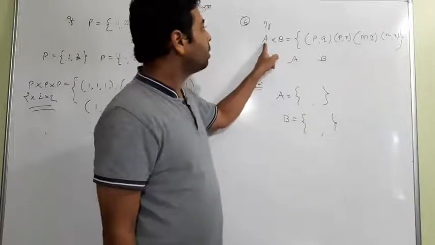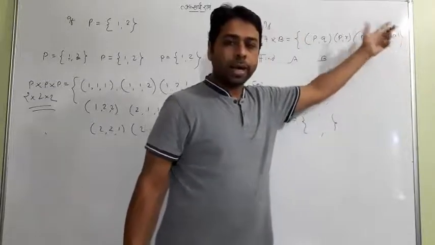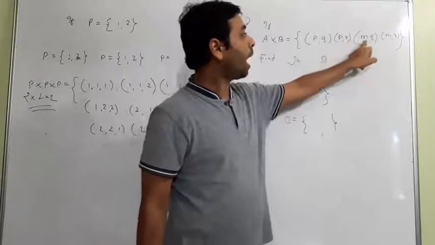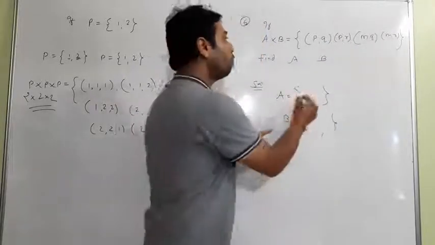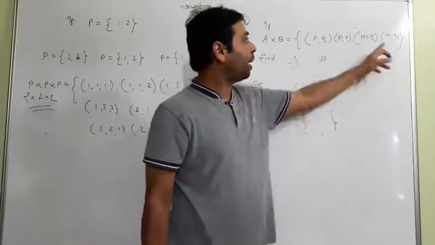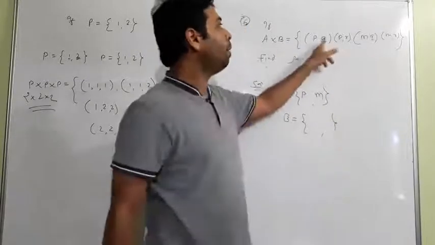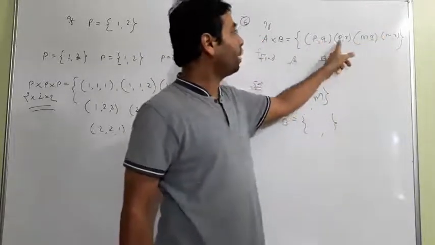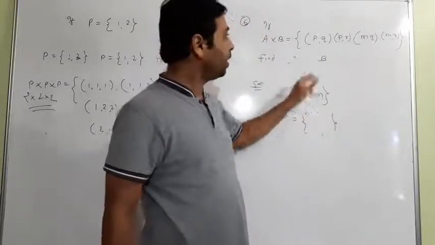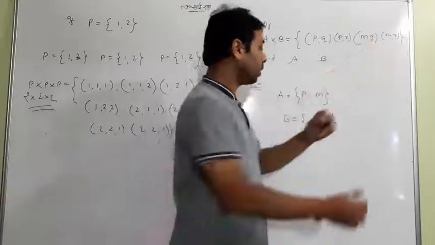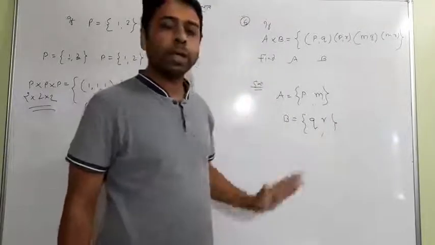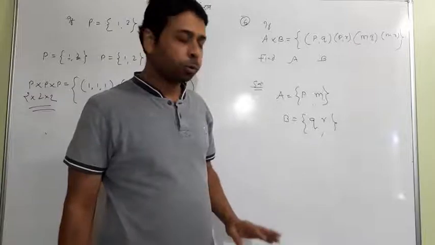Just see the whole A cross B and select the first elements: P, P, M, M. So that will be A. I cannot write P twice, and I cannot write M twice, so I will write each one time. That is A. Similarly, B is Q, R, Q, R. You understand it's Q and R, we can't write the elements twice. So it is very simple to find the required sets when the Cartesian product is given.